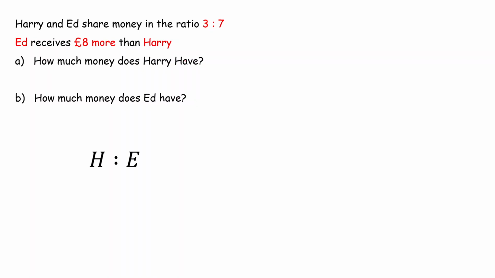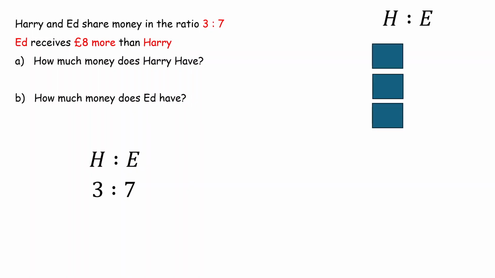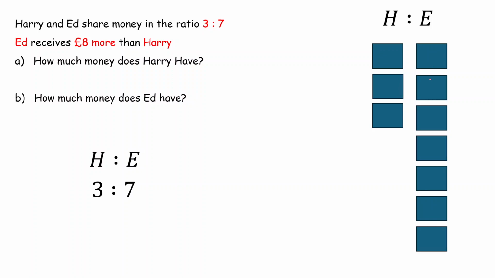Now, to look at this, again, like in the previous two videos, we're going to look at this, first of all, in a numerical way and a more visual way. So the question says Harry and Ed, so H and E, share money in a ratio of 3 to 7. And it is saying that Ed receives £8 more than Harry. Now, to really understand this, let's look at this in a visual way. So first of all, you can see that Harry's got 3 parts and Ed has got 7 parts over here. And because Ed receives £8 more than Harry, we are saying that this part here is worth £8.